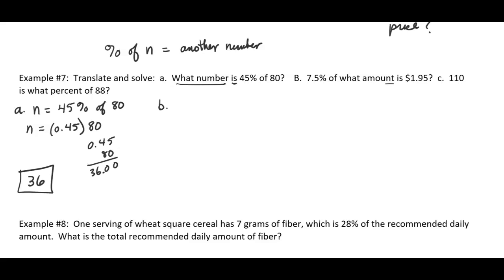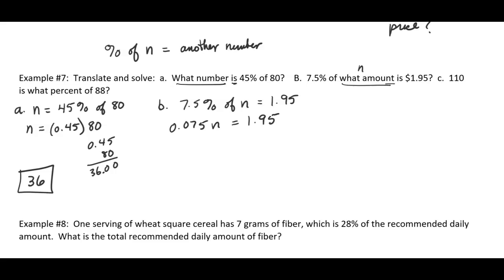7.5% of what amount, so this is the part I don't know, is $1.95. Okay, so they give me 7.5% of something. We don't know what. We're going to put n in there, and it's going to equal $1.95. I think I will get a calculator. It's handy. All right, you can play along if you have a calculator handy. All right, so change the percentage to a number, 0.075 of n equals $1.95.